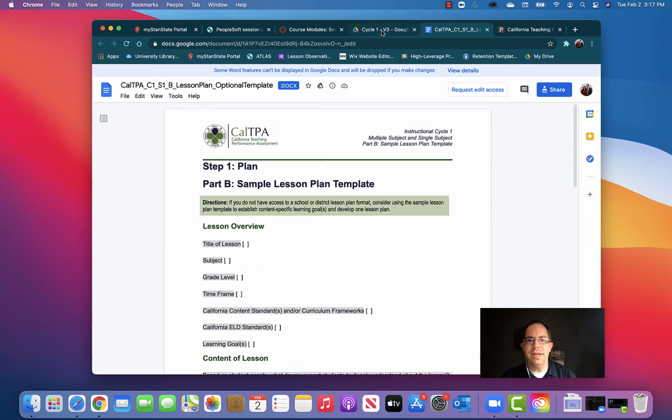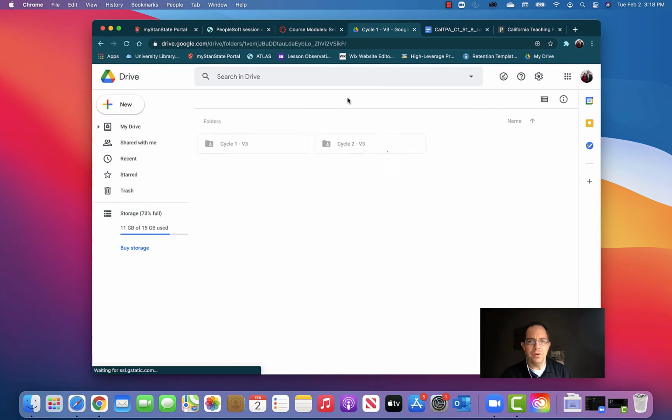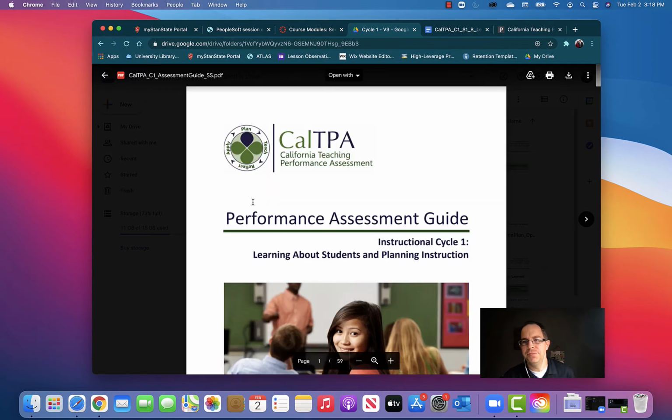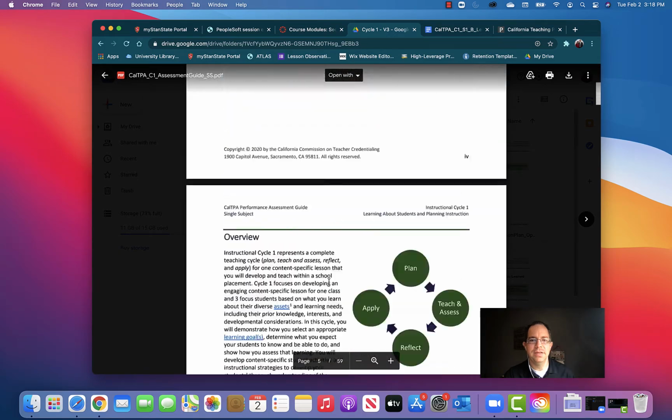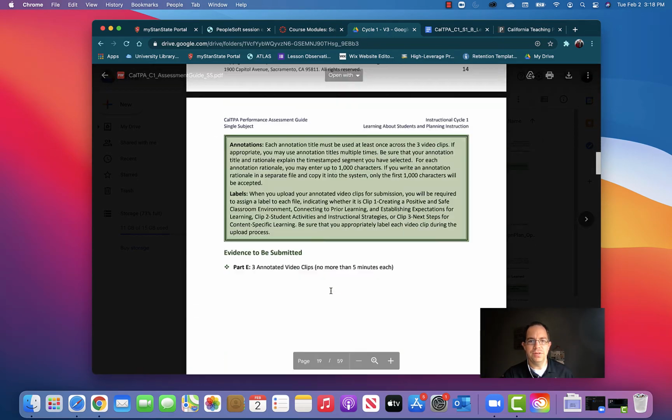So let's then get into this next piece. So I'm going to go back. Oh, I take that back. I did want to be in there. We'll go to the assessment guide. So how does the assessment guide, these rubrics, link back to this lesson? So I'm going to scroll down without giving you hopefully too much of a headache.